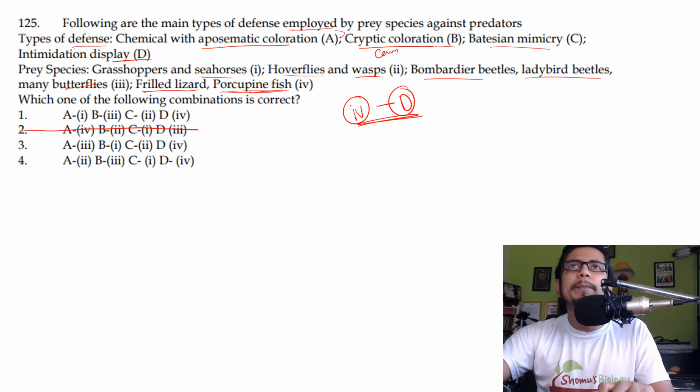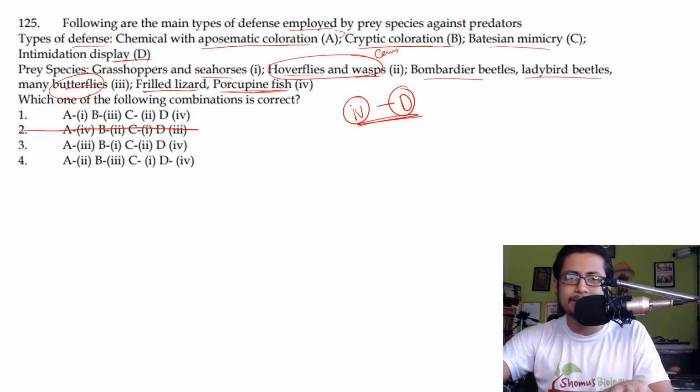So now the aposematic coloration, that is A. If you think about butterflies, they follow aposematic coloration because butterflies have this coloration that looks like poisonous. Many ladybird beetles also can do that. And on the other hand, the Batesian mimicry, if you think about the Batesian mimicry, that is C, it goes with the wasps and hoverflies. Okay, so that's why the C will be with 2, and this aposematic coloration A will be with 3. So A with 3, C with 2, and D with 4.